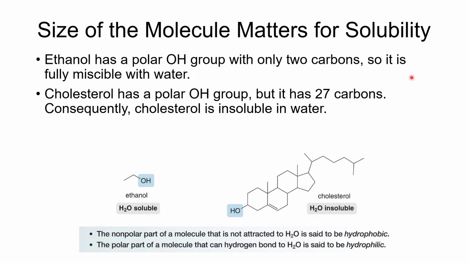Because there are 2 carbons there, and we have that big OH, it's quite soluble in water. So you can mix ethanol and water in any ratio, from 0% ethanol to 100% ethanol, and it will always form a solution. Cholesterol, on the other hand, does have that polar OH group, but there's 27 other carbons out here, and so all of this stuff is nonpolar.